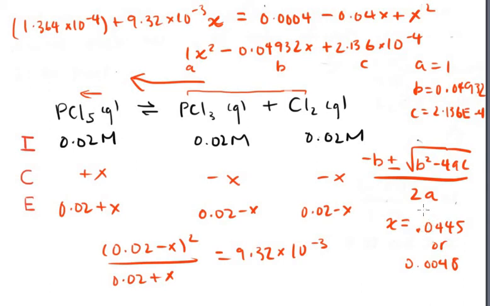So obviously it can't be both answers because that makes no sense. So let's try this one. We have to figure out which one's extraneous. If we plug in x as 0.0445, we get a concentration that's negative, right? Because 0.02 is less than 0.0445. So we get this as a negative answer, and because of that, this just doesn't make sense. So x is essentially 0.0048.